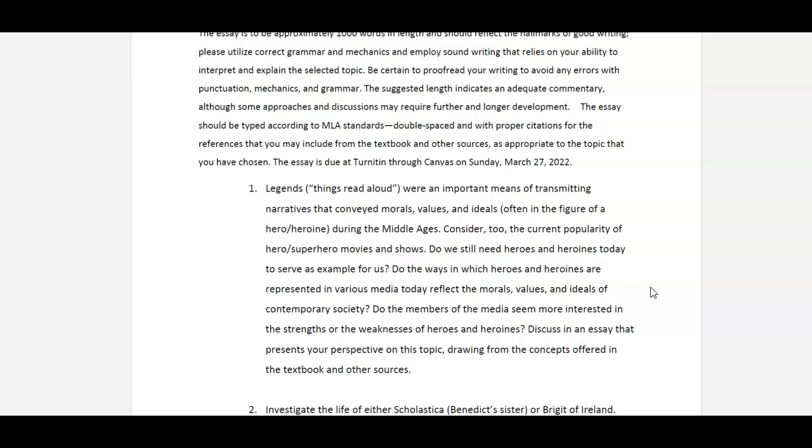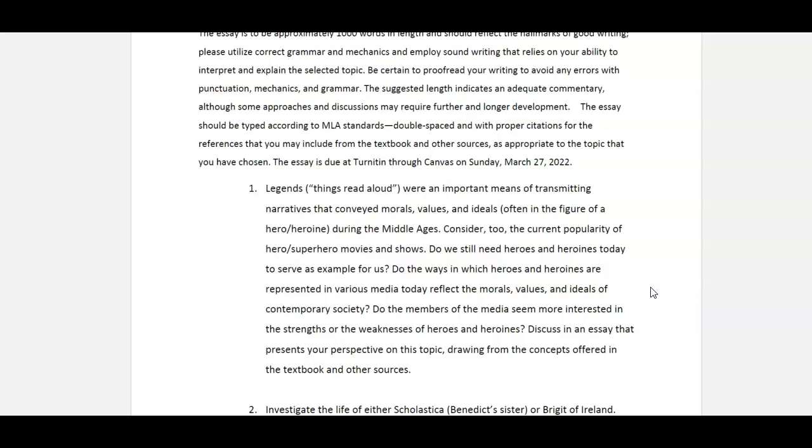The first one talks about legends, which technically the word legends means things read aloud. During the Middle Ages, this was how they quite often used those stories to help symbolize what was considered important, the morals or values, their ideals. The idea of the ideals being the standards that they wanted people to embody. And those quite often were done so in the figure of some sort of hero or heroine.